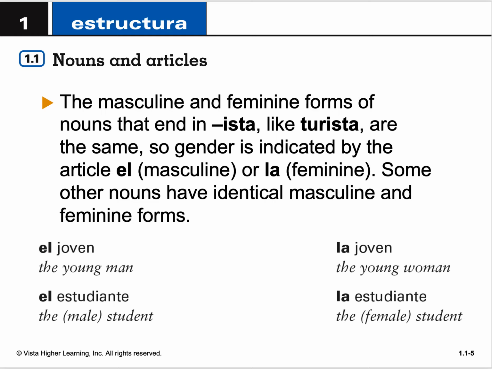A few other nouns have the exact same situation, like joven. We don't change the word joven, we change the article in front of it to indicate male or female. Estudiante is the same. I don't change the word estudiante, I change the article that precedes it to indicate male or female.